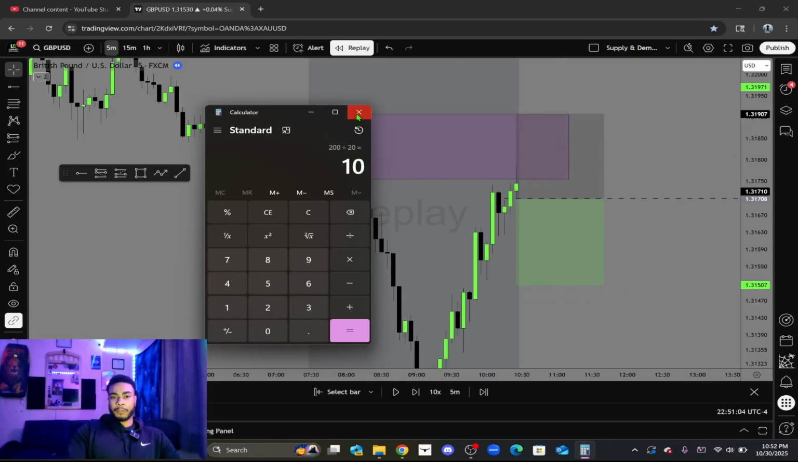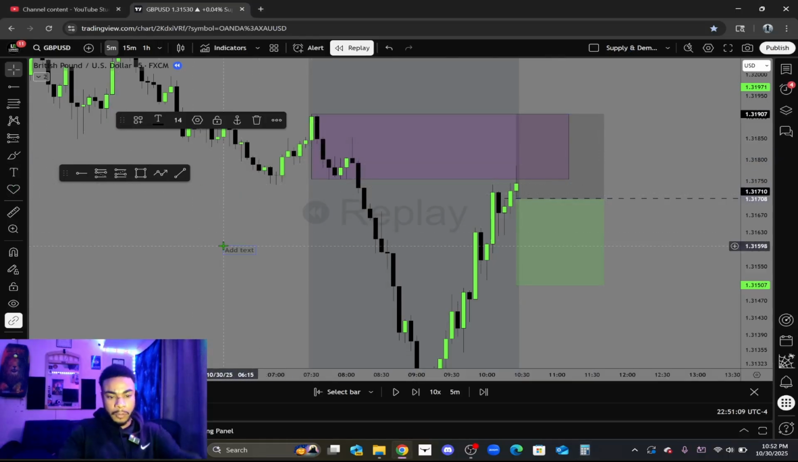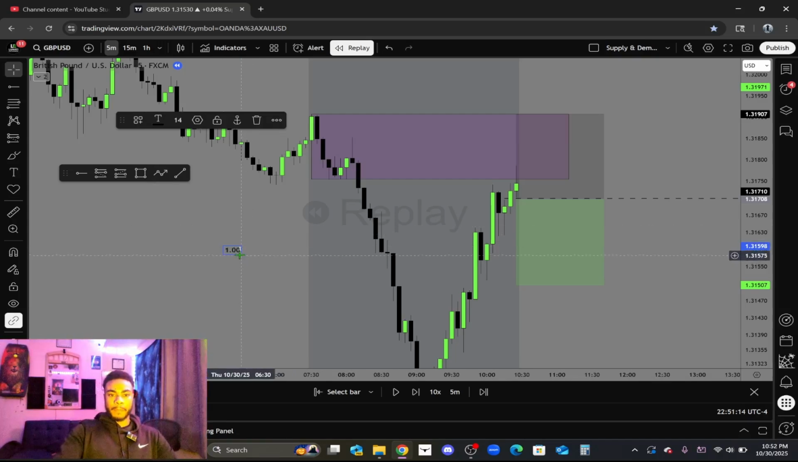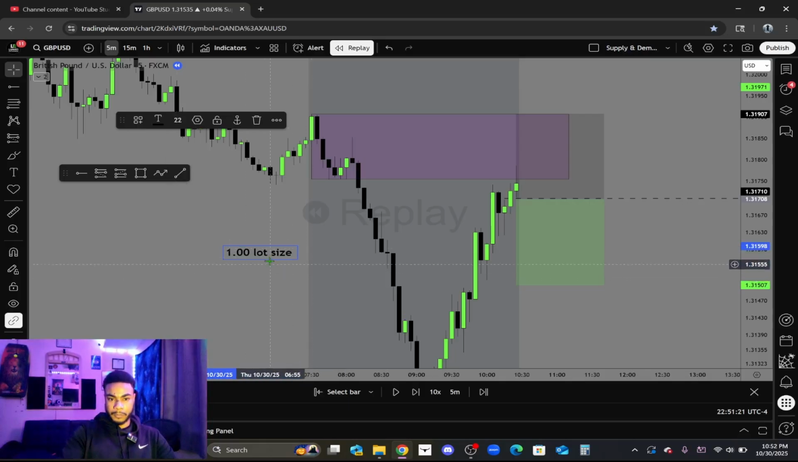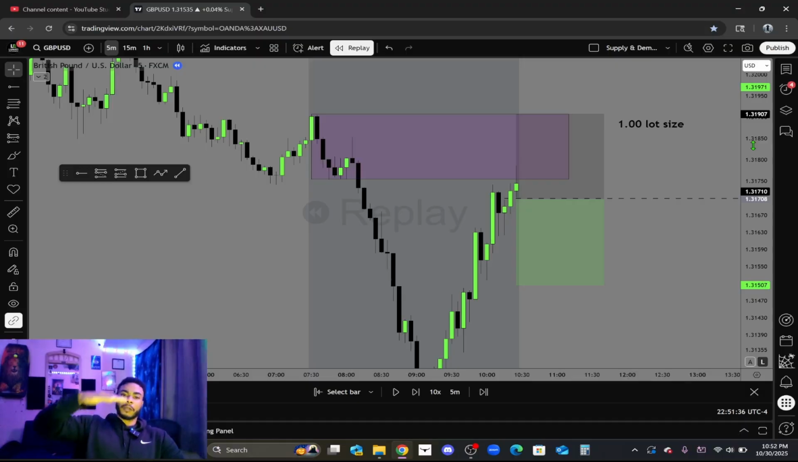And $10 per pip on the lot size looks like this. It says 1.00 lot size. Boom. So that's the lot size you will use if you were risking $200, where the 1.00 lot size on MetaTrader 4 equals $10 per point. So every point, $10, $10, $10, all the way up to 20, which will equal $200.